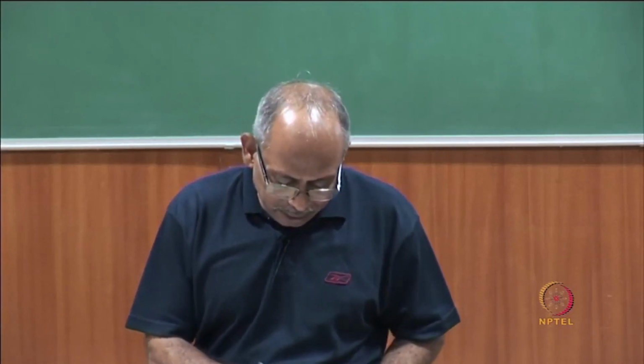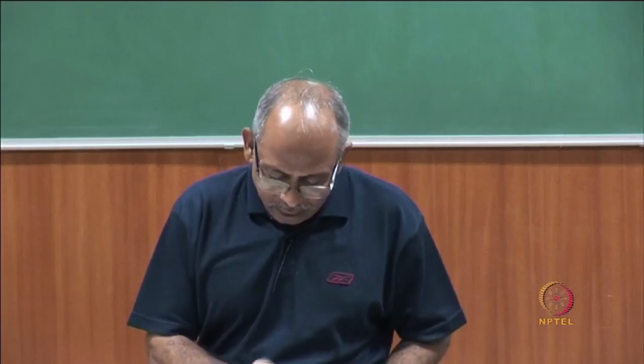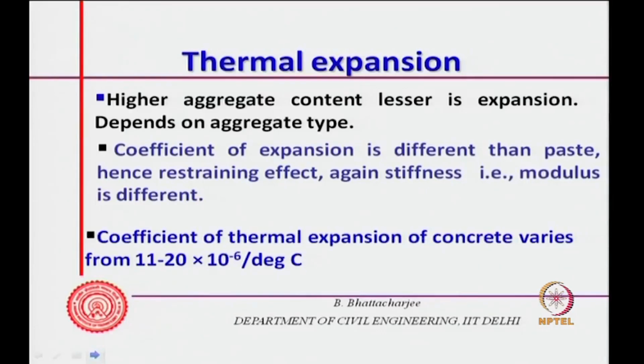So, it depends upon aggregate type, as I said, and aggregate content. The coefficient of thermal expansion of concrete varies within this range, and steel is also somewhere there, 13, 14, 11, depending upon the type of steel. They are also within this range. So, the coefficient of thermal expansion generally varies like this.